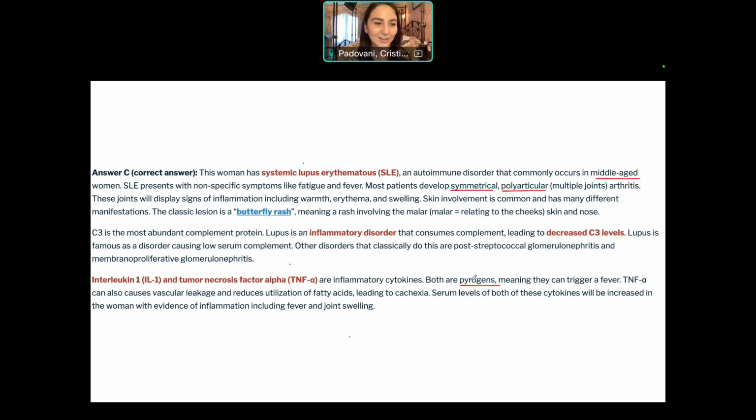So these are pyrogens. This is the word I couldn't say earlier. So IL-1 and TNF alpha are pyrogens. So you get a fever and you just get tons of inflammation, cachexia, things like that. So both are going to be elevated.